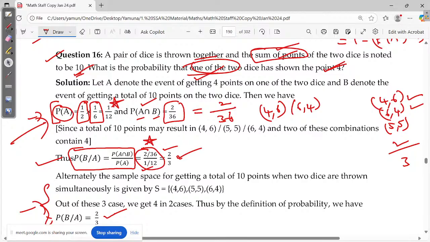You can go for 17th, because 17th is a direct problem, so I'm not working on the 17th one. 17th and 18th, I request you to make a try.